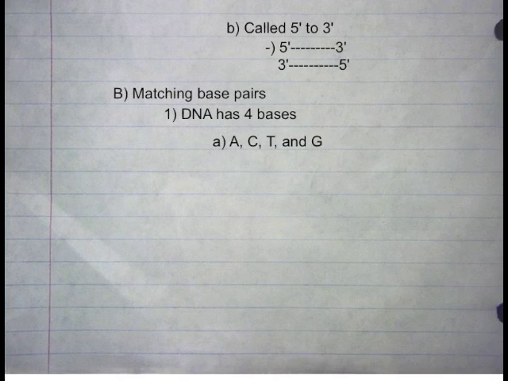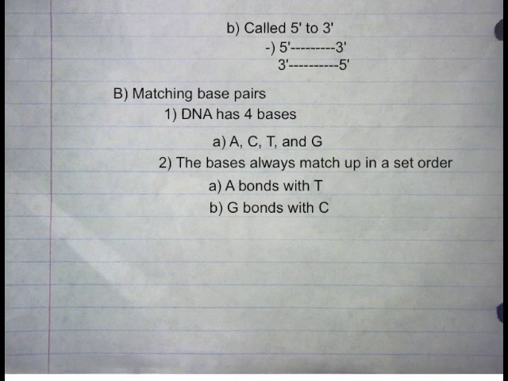Matching base pairs. DNA has 4 bases: A, C, T, and G. The bases always match up in a set order. A bonds with T and G bonds with C.